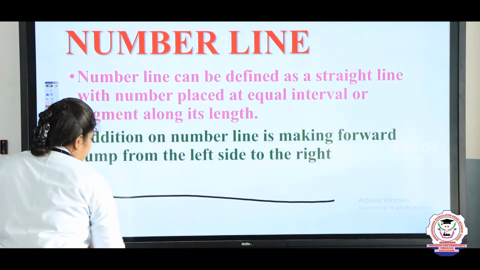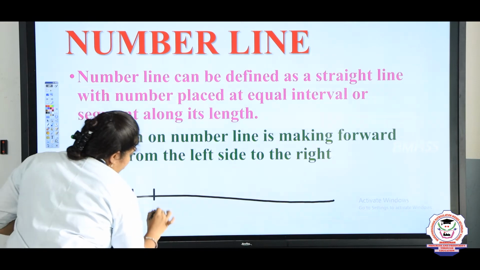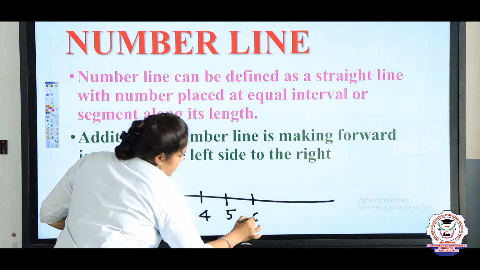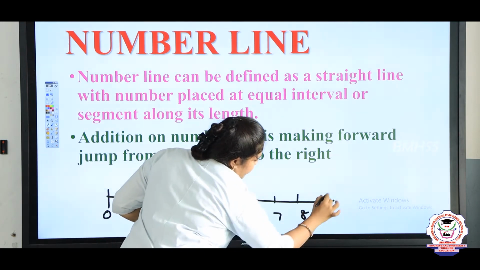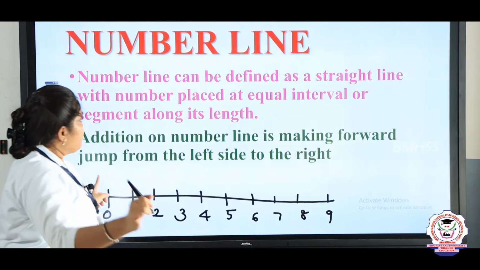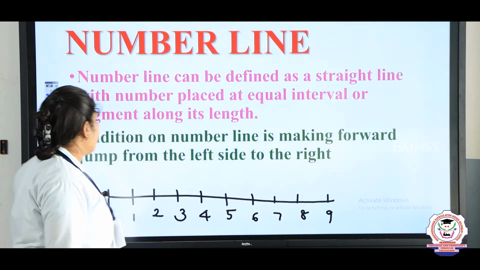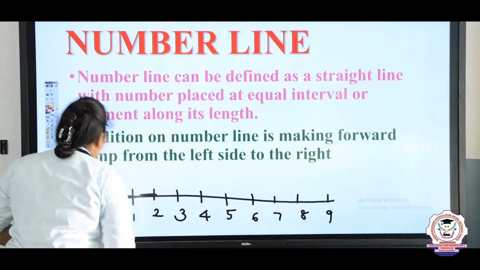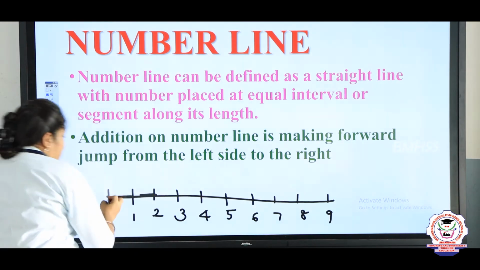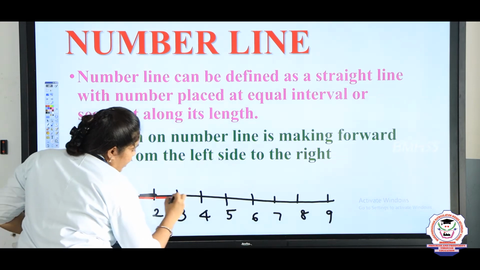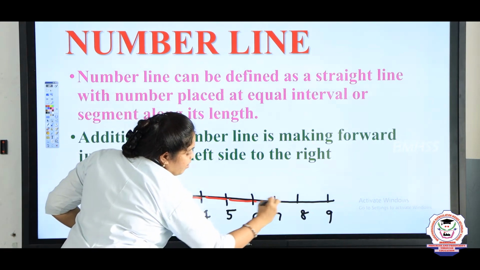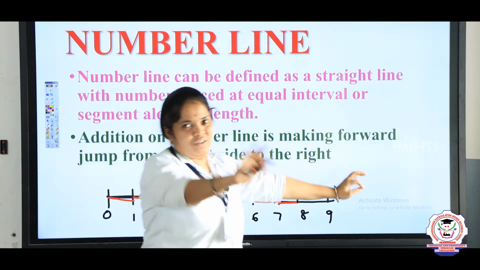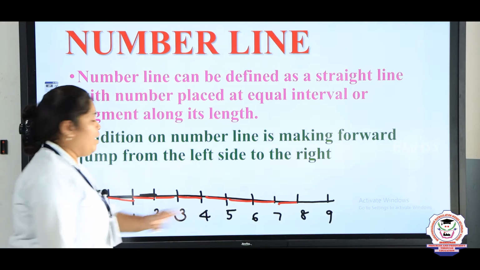So, first this is 0, 1, 2, 3, 4, 5, 6, 7, 8 and 9. A number line is defined as the straight line in which the numbers are placed at regular intervals. Regular interval is nothing but the distance between these two. This is a regular interval. It has the same length between these two numbers. All the numbers have the same distance only. So, this is your number line.